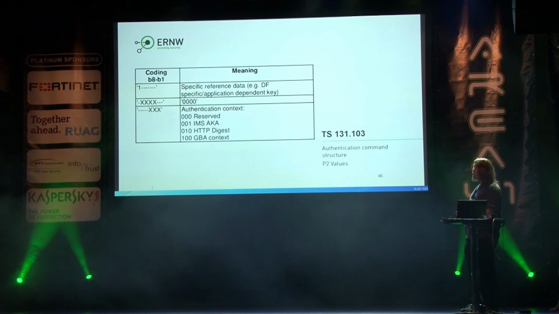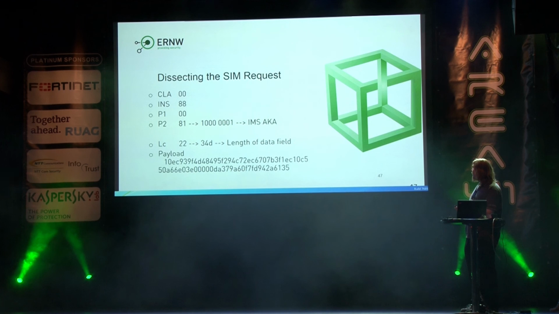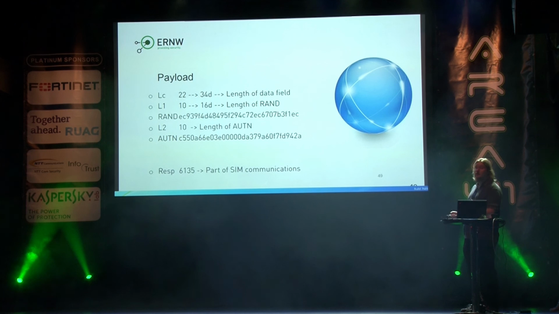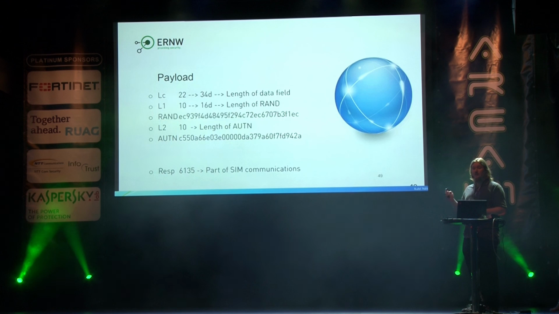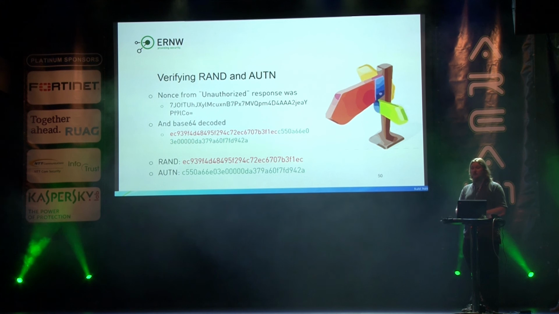Going in, this is the same data as we saw before. We've got the class, the length of the data field, and the payload. Jumping into the payloads, we've got the RAND value and an AUTN. Decoding that a little bit, we've actually found the request that goes from the phone to the SIM card. Comparing it to what we saw before, we've got the NOS, which is base64 encoded. Decoded, we found the RAND and the AUTN. That was the easy part.